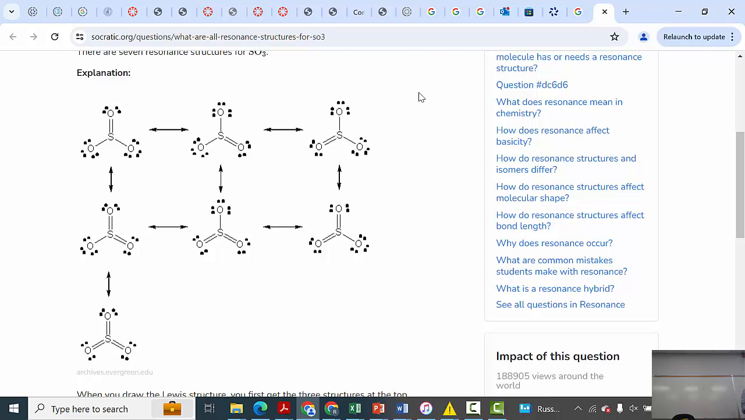And it's kind of a trade-off, do you expand the octet? That's going to cost energy. Or do you maintain the high formal charge? That's going to cost energy. And so which one is better? So that becomes more complex.